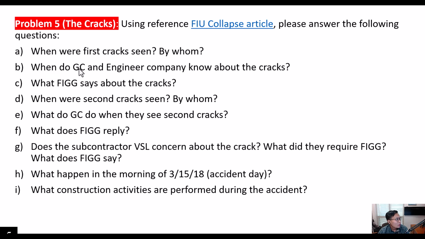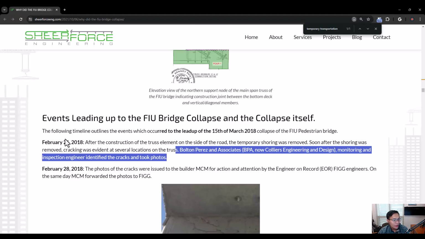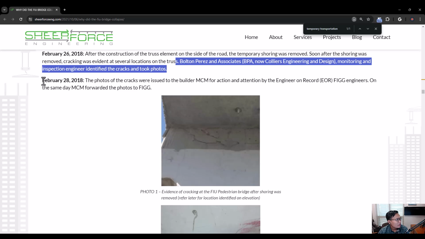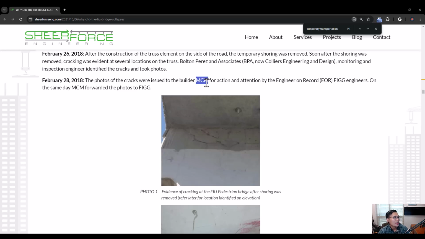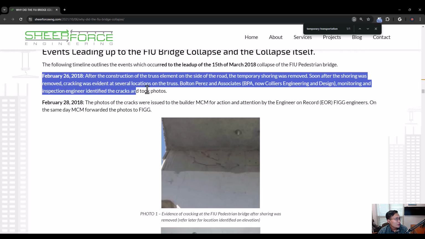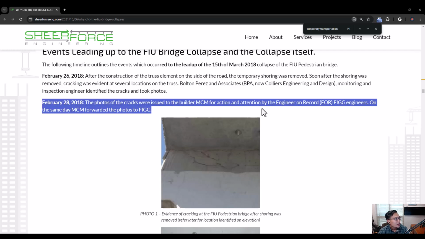And next question, when do the GC and engineer company know about the crack? So go back to the article here. You can see that on February 28th, the photo was sent to MCM, so they sent it to the general contractor and also FIC as well. So they noticed there's a crack on the 26th, and they waited 2 days to send this one to MCM and FIC.